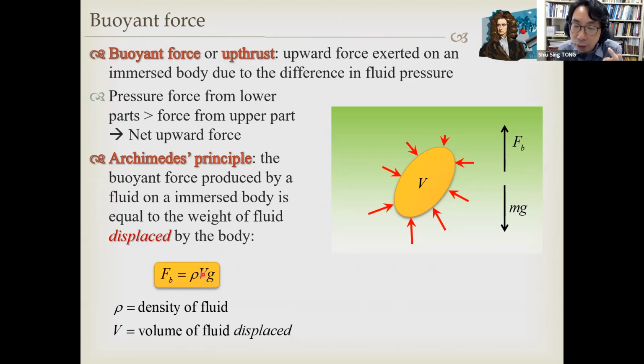With the volume multiplied by density, I get the mass of fluid. This is the volume of fluid displaced, and in this case it's equal to the volume of the object. When I use this volume multiplied by density, I get the mass of the fluid displaced. And when multiplied by g, I get the weight of the fluid displaced, and this is the upward force.